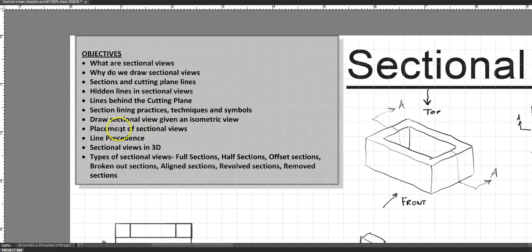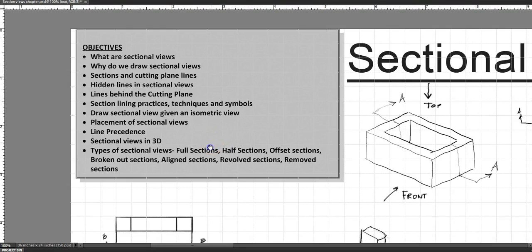Placement of sectional views. We'll talk about the line precedence. Sectional views in 3D. And finally, we are going to look into all the different types of sectional views there are. Now, starting with the first one, what are sectional views?